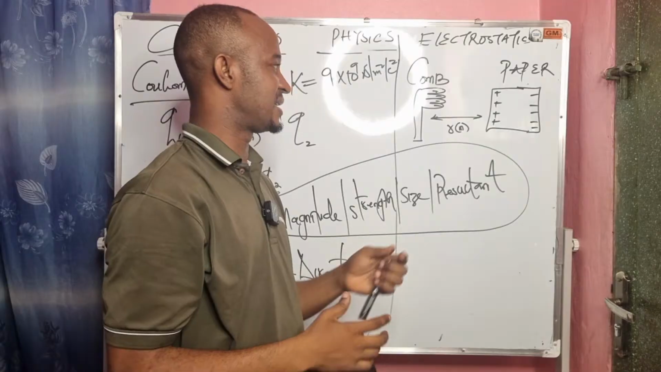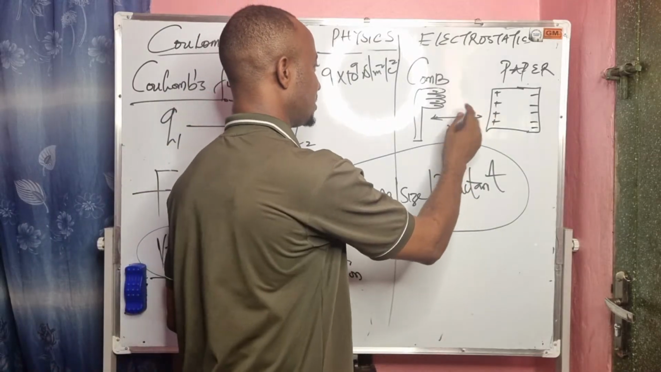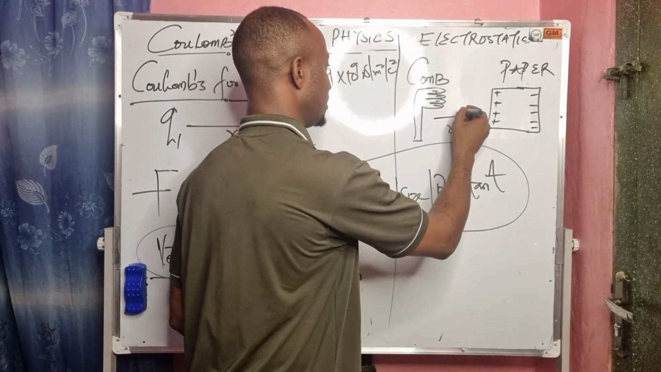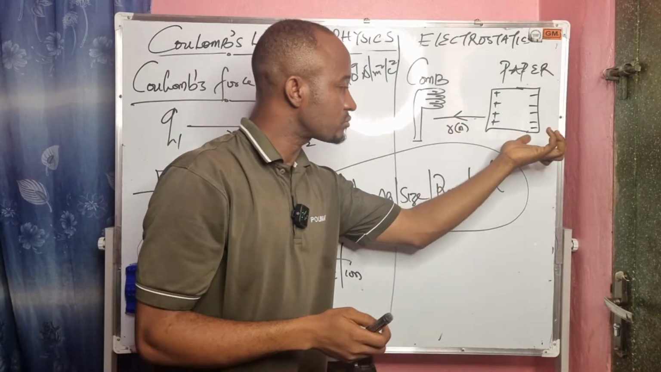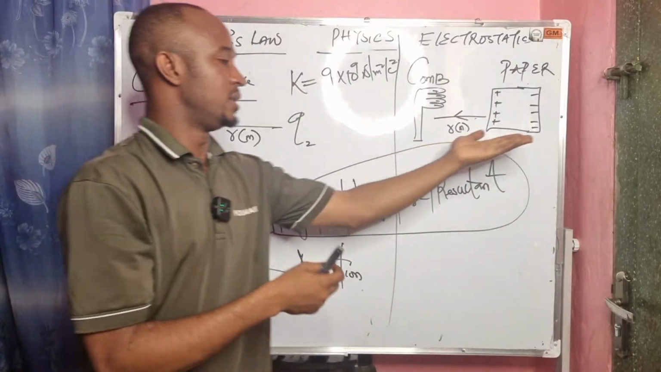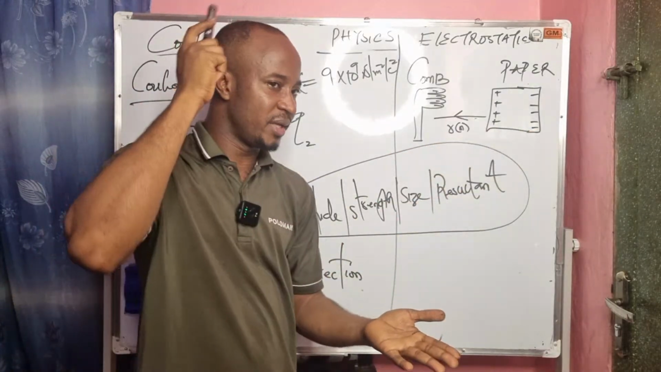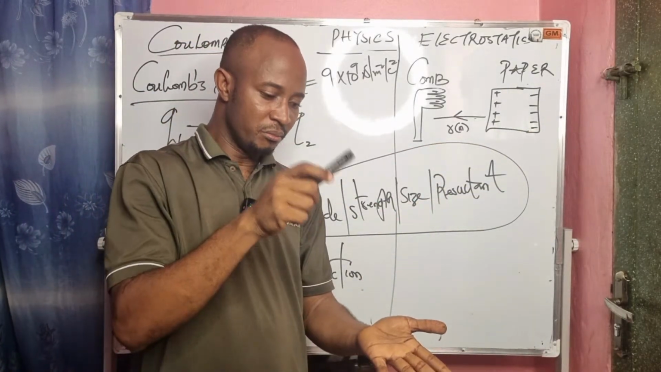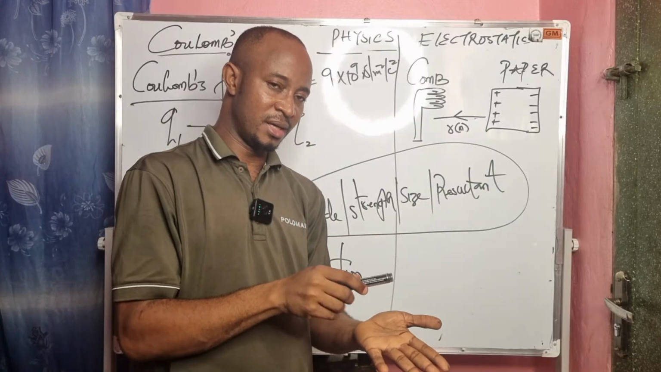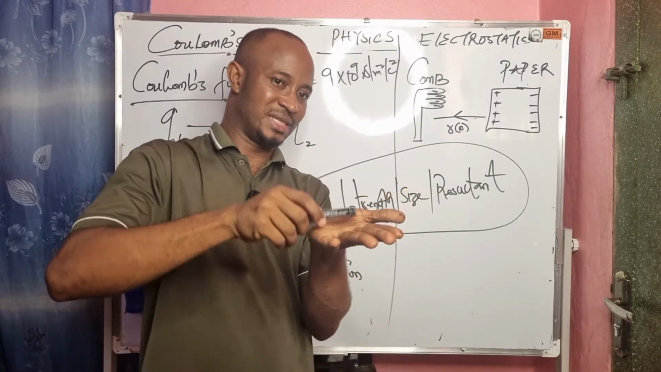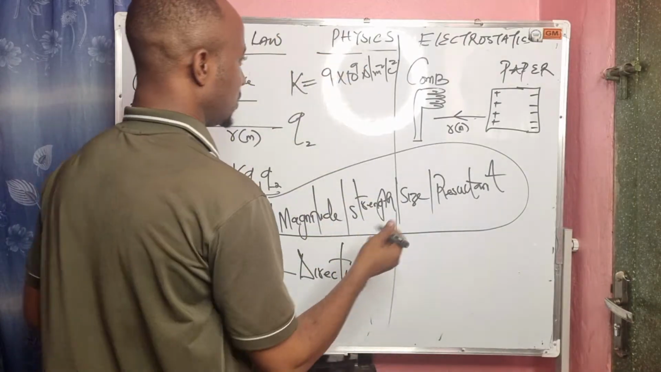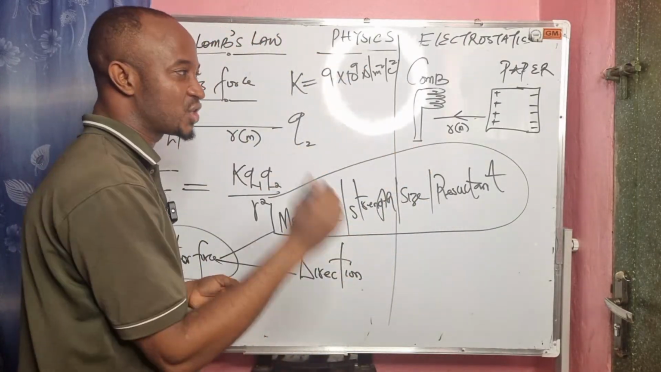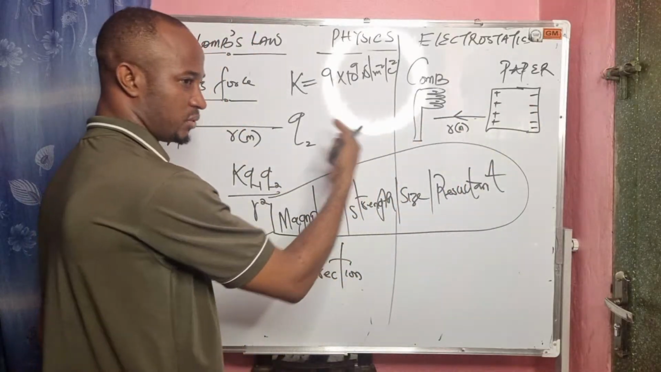Obviously, we have seen that the direction is towards this comb, because the comb pulls the piece of paper. After rubbing the comb on your hair and you bring the comb closer, the paper tends to move upward, is attracted towards the comb, right? So it means that the direction of action is towards the comb.